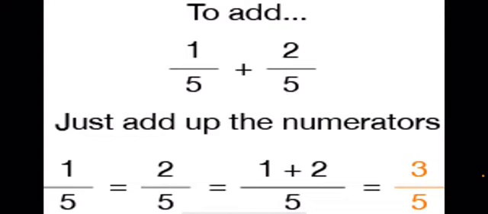Now what we have done over here to avoid confusion, what we can do is we can write this like this: 1 plus 2 divided by 5, so that you don't add 5 again and again. So 1 plus 2 divided by 5. So the answer is 1 plus 2 is 3. So 3/5 is the answer.